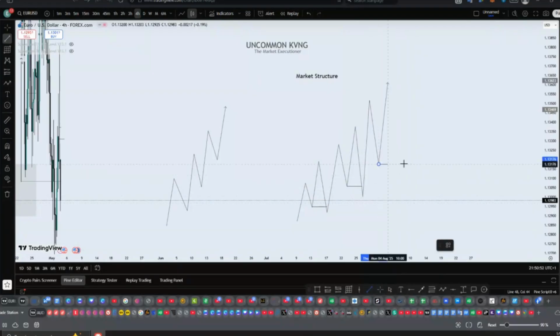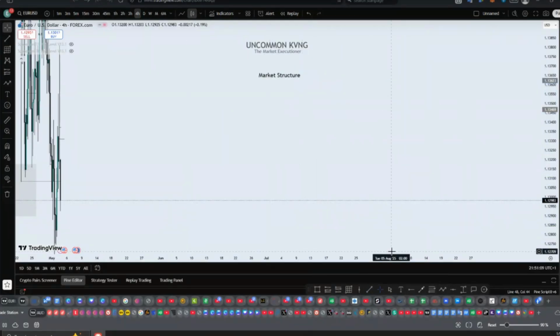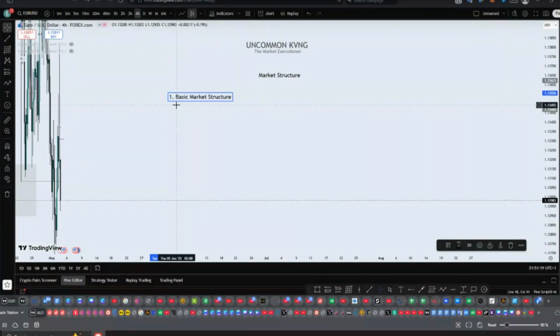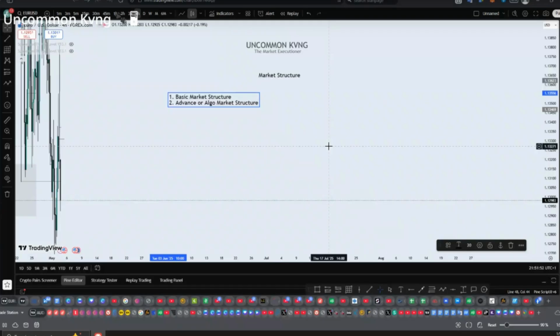So let's get into the structure properly. First we have the basic market structure, and second we have the advanced or algo market structure. I just hope you guys are following. Don't worry, the video is recorded. Always go back, because as you proceed you'll start seeing certain things. We're going to the end of this theory part.